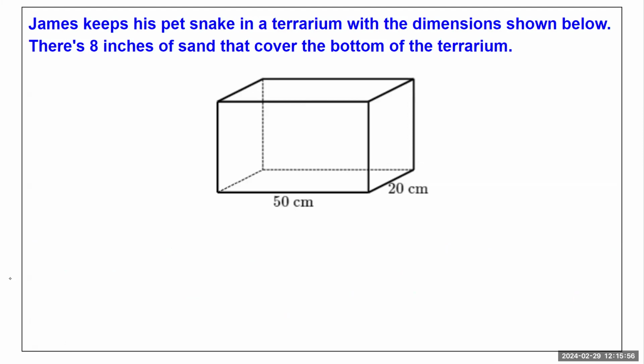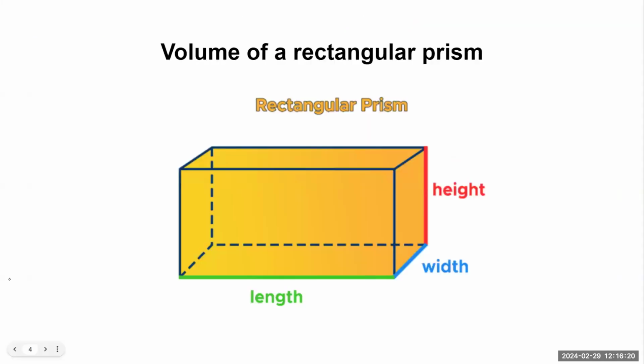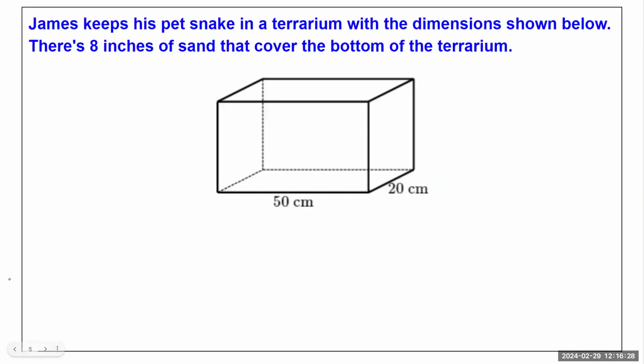So what we know here is that there's going to be 8 centimeters of sand in the original terrarium. We need to find out how much space that sand is taking up in the bottom of that terrarium. Another way to state that is we need to find out what the volume is of that sand in cubic centimeters. We're going to find that by using our formula for finding the volume of a rectangular prism, multiplying the length times the width times the height of that sand. And once again, we know there's 8 centimeters of sand in the bottom of this terrarium.